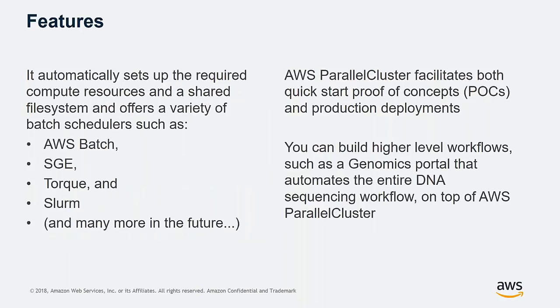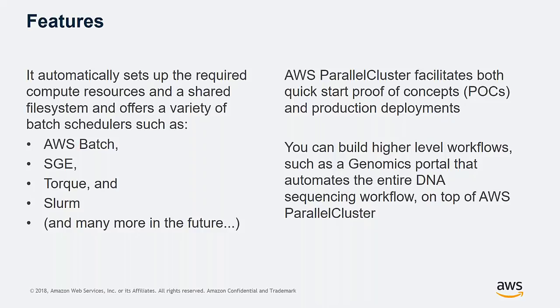So what are the features of ParallelCluster? As I said before, the goal of the tool is to make it easier to deploy and manage an HPC cluster. So the idea is that you will continue to use the job scheduler you are using on-prem, like Sun Grid Engine, Torque, and Slurm, but ParallelCluster will automatically deploy this job scheduler for you on AWS, and plus will manage the elasticity of the cloud.